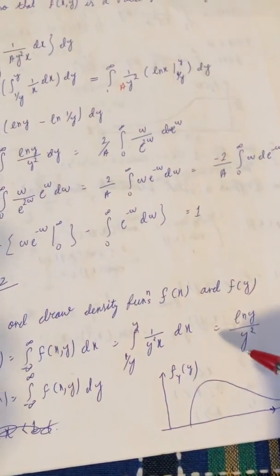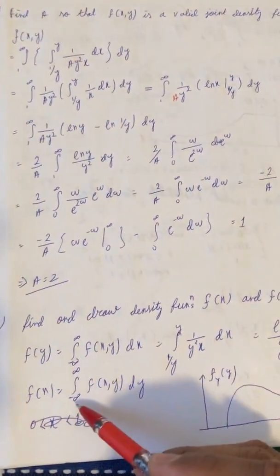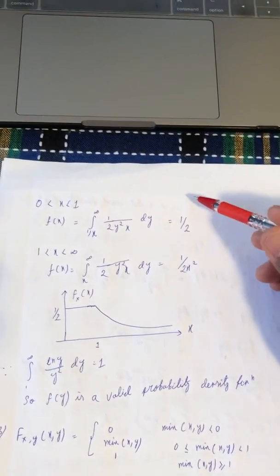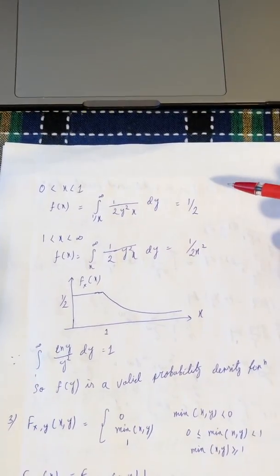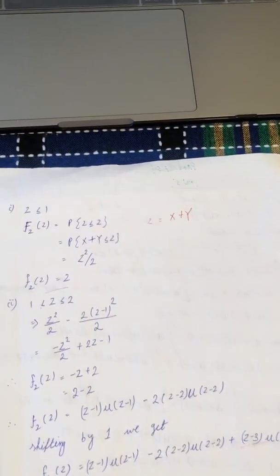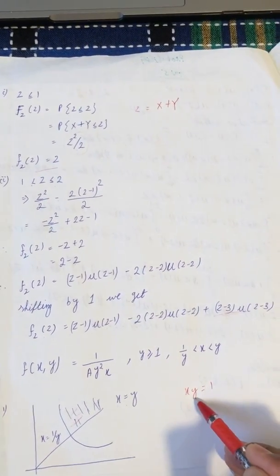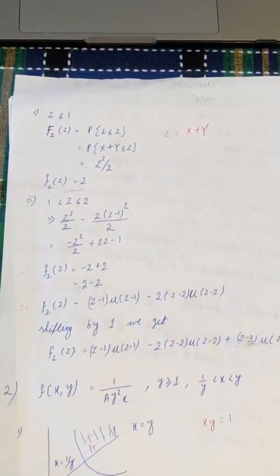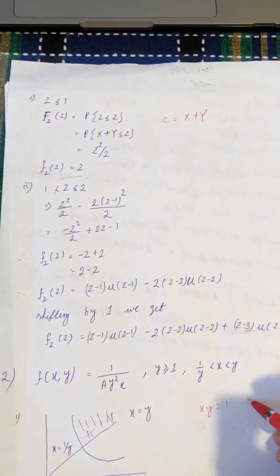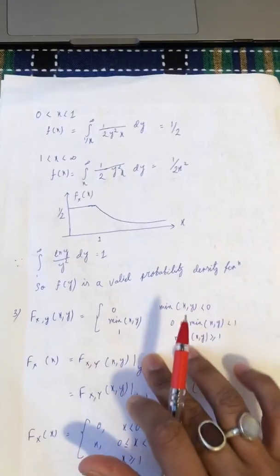Similarly, when you solve for f of x, we know f of x has two ranges, one between 0 and 1, and another from 1 to infinity. Because from this part we know that x lies between 1 by y and y, so xy equal to 1, so x varies from 1 to infinity. So x has two parts, one from 0 to 1, and another from 1 to infinity.